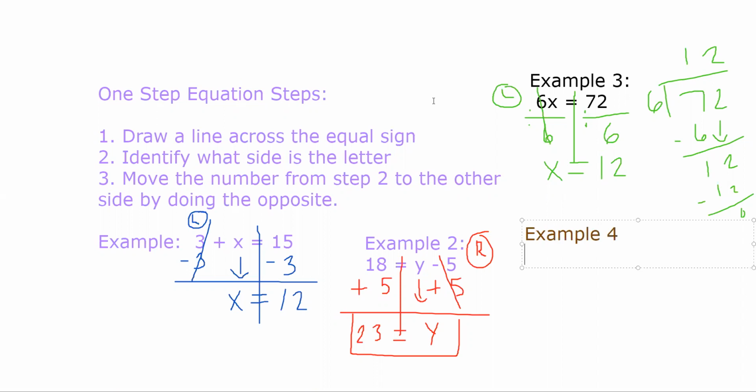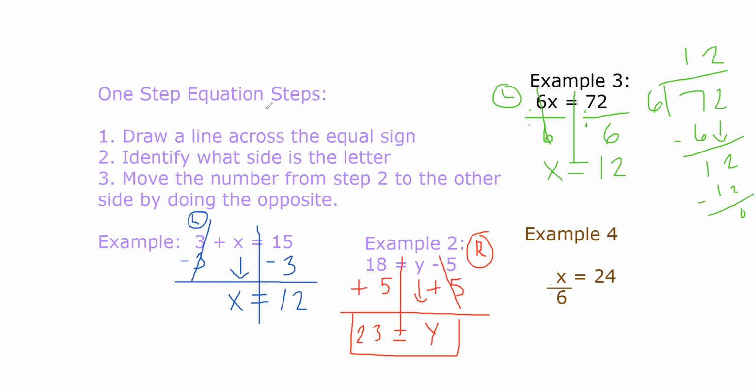Example number 4. So this one is going to be a fraction. Let me just put x equals, and let's say 6. Okay, so there is our problem right there. x over 6 equals 24. So this is our problem. Automatically, I see a fraction. I'll put my 2 little dots, one at the top and one at the bottom, just to represent division.